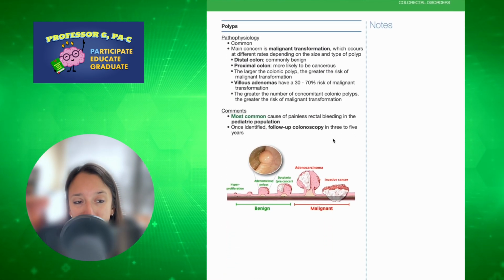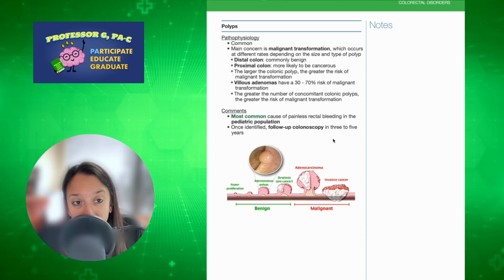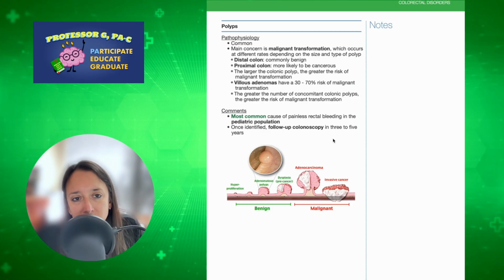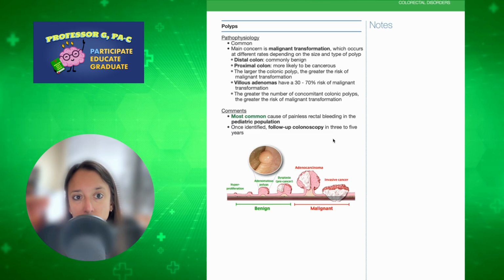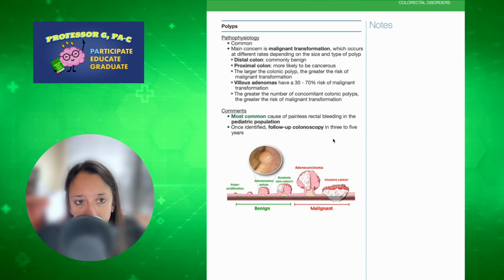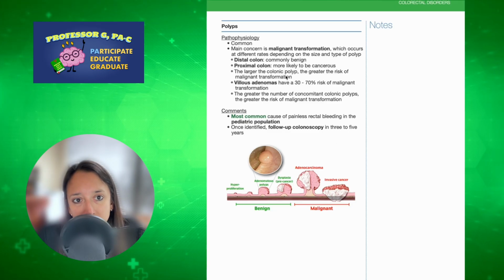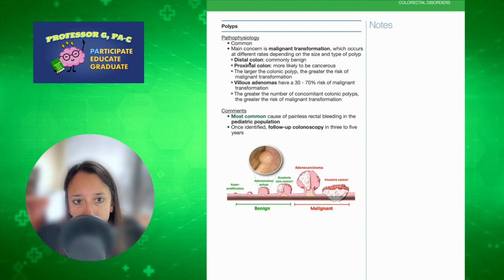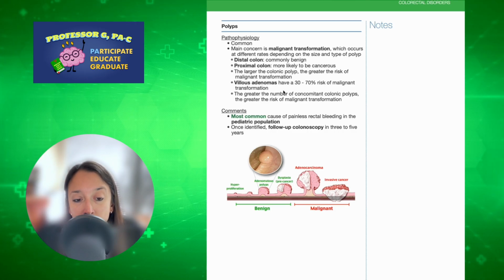Polyps. So colon polyps, we need to know about them. They're very common. Lots of patients have them. The main concern here is the polyps that have malignant potential, which can transform into cancer. We're going to look at the size of the polyps, the type of polyps that they are, and how many we have. Then the distal colon, we see them most often, and they're commonly benign. Proximal colon are more likely to be cancerous, and we're looking for those adenomatous polyps.